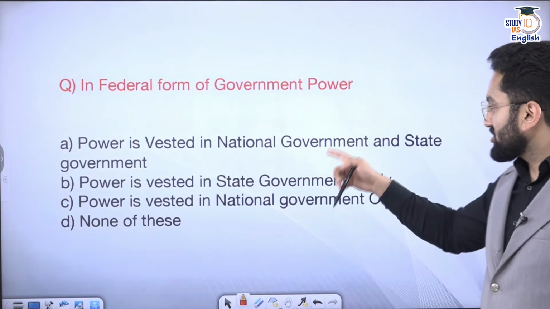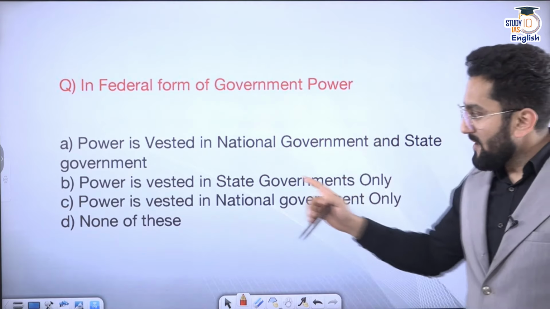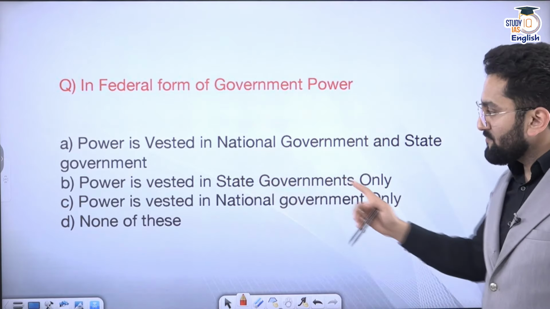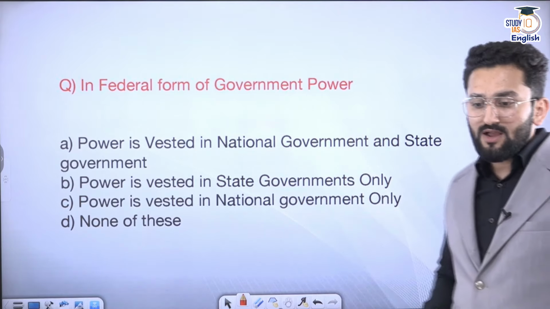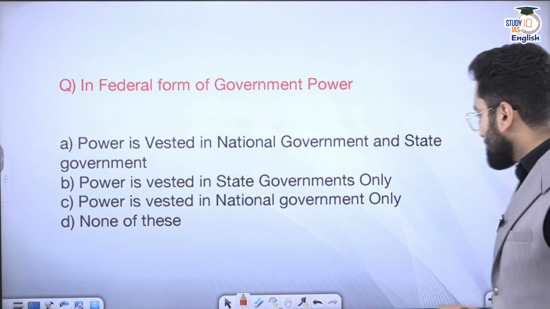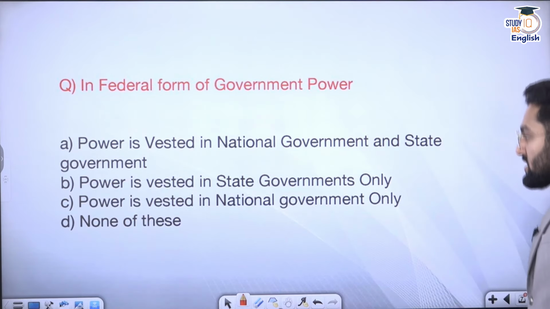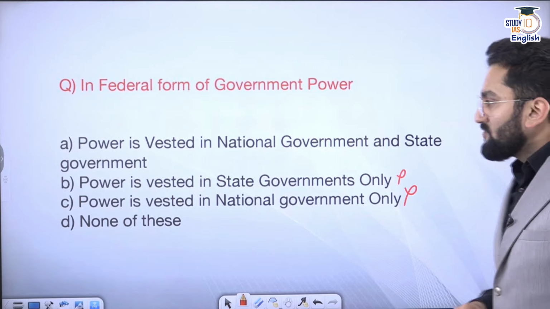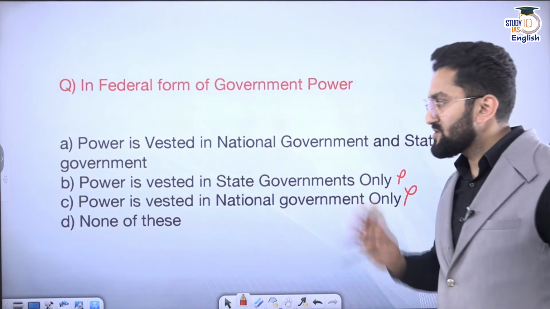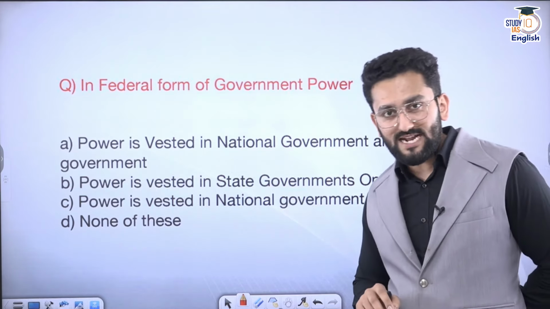Power is vested in national government and state government. Power is vested in state government only. Power is vested in national government only. So by simple logic, most of the students are going to remove these options. Yeah, these options are clearly wrong, right?